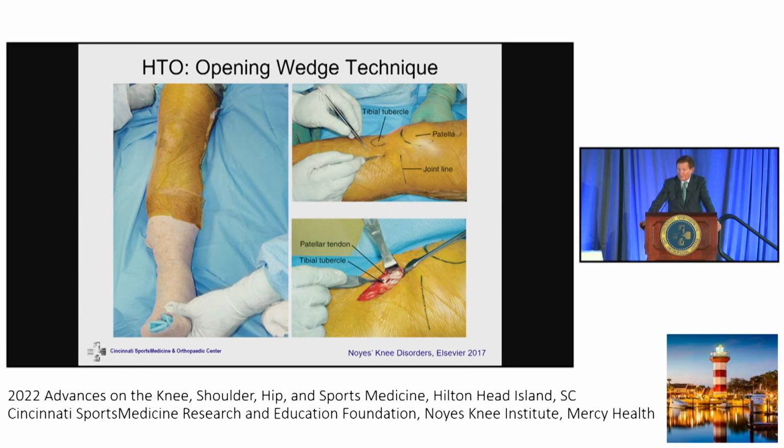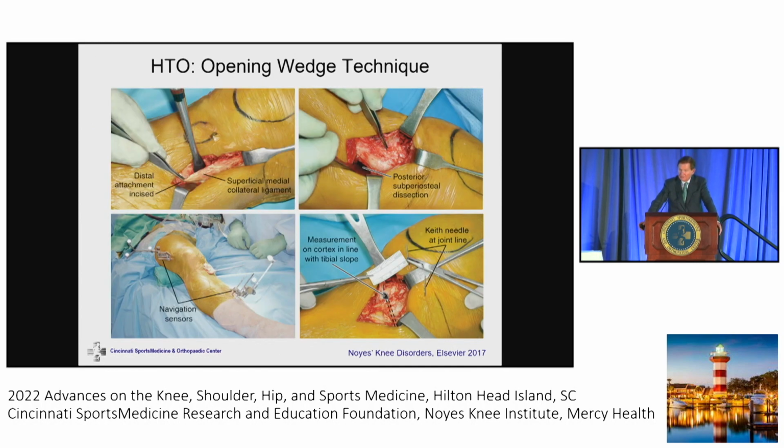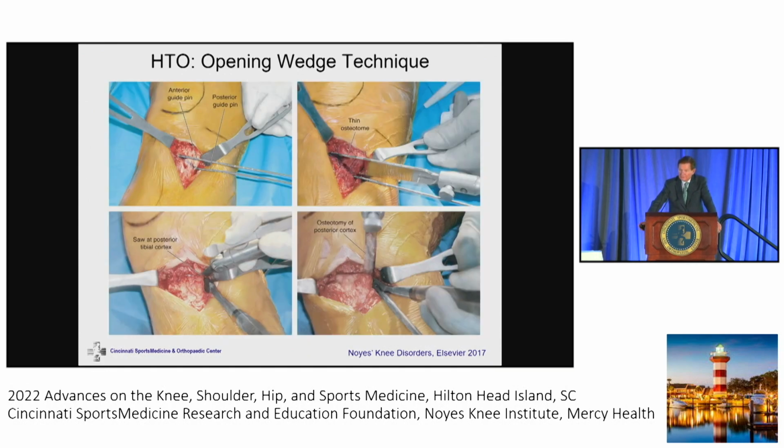So this is what an osteotomy looks like. You can see that we're making a reasonably smaller incision. We don't have to make a big, large incision. We're turning down the medial collateral ligament. We're going directly behind it, subperiosteally, which is important. We're doing the osteotomy about 35 millimeters from the joint surface.